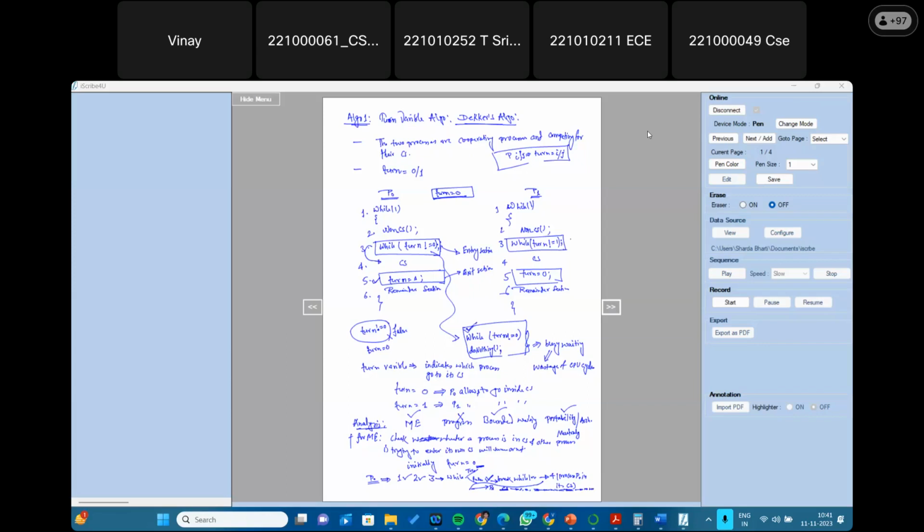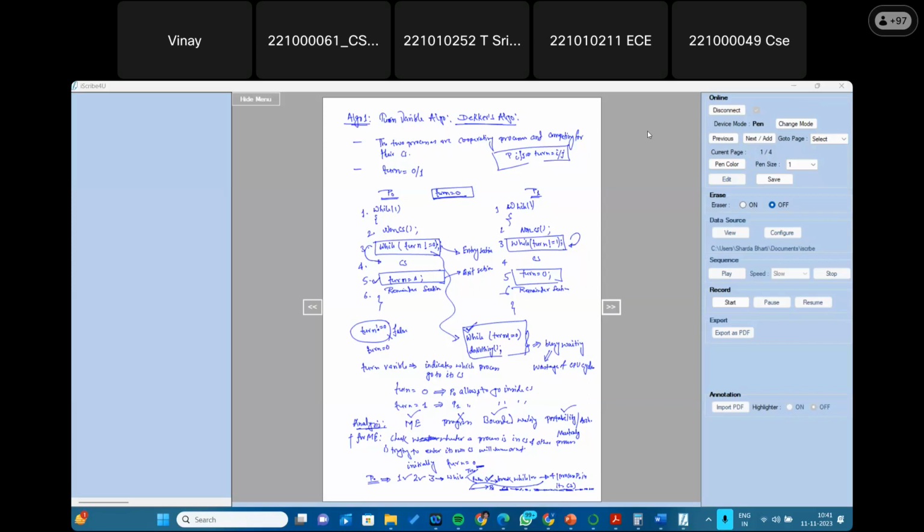Right? P1 cannot enter its critical section because P0 is already executing critical section and value of turn equals to 0. So for this condition, mutual exclusion is achieved.